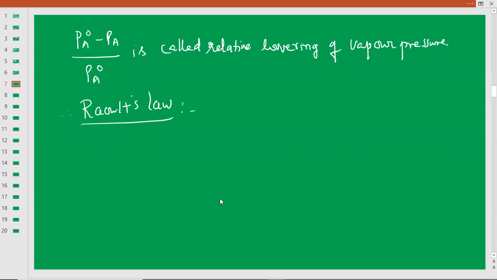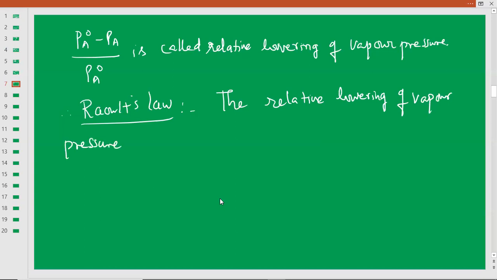For this kind of solutions, dilute solutions, Raoult's law states the relative lowering of vapor pressure, that is PA naught minus PA by PA naught. You can put any different symbols, but we are assuming PA naught is the vapor pressure of pure solvent. PA is the vapor pressure of solution.